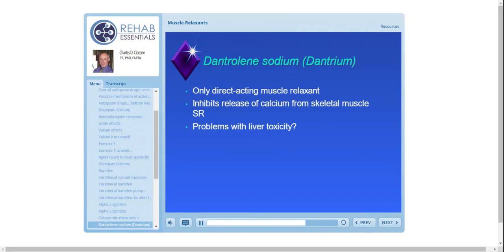It was developed originally to treat spasticity, but some patients did have problems with liver toxicity, especially women over age 35. And we're not sure why. But this did take away some of the benefit of the drug, and there was more concern about widespread use. It is still available, and it's not used commonly, but it possibly could be used more often.